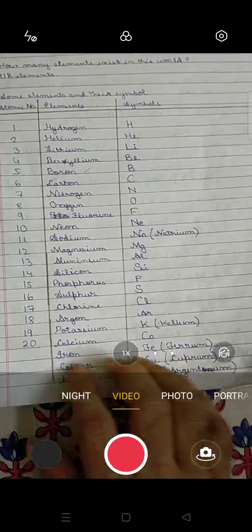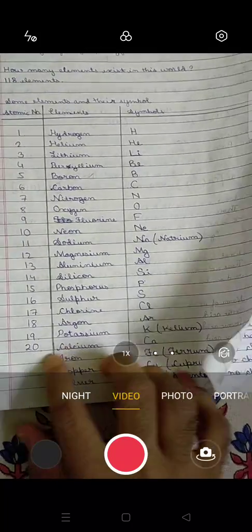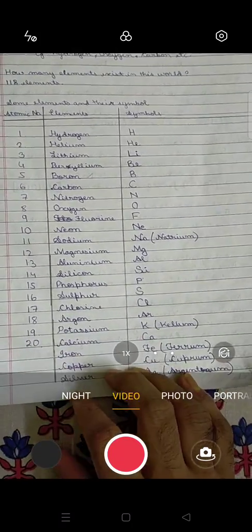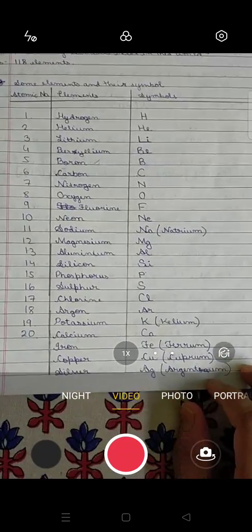Up to 20 you have to learn by heart. After that also you have to learn by heart, but these 1 to 20 are serial. So serially, if you want to study, you can learn by heart up to 20, and after that you have to remember only the name and the symbol.